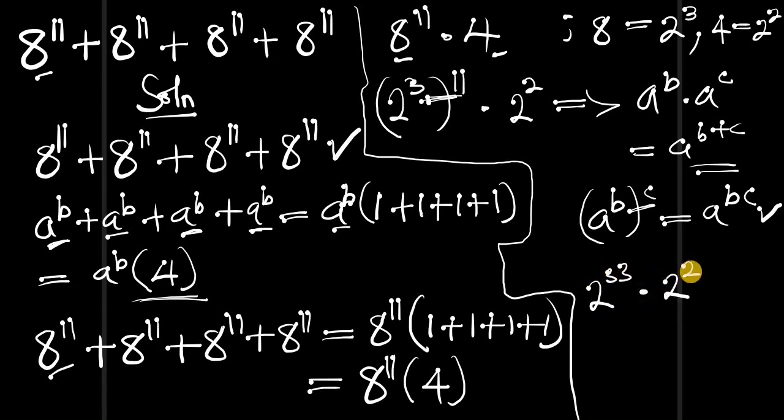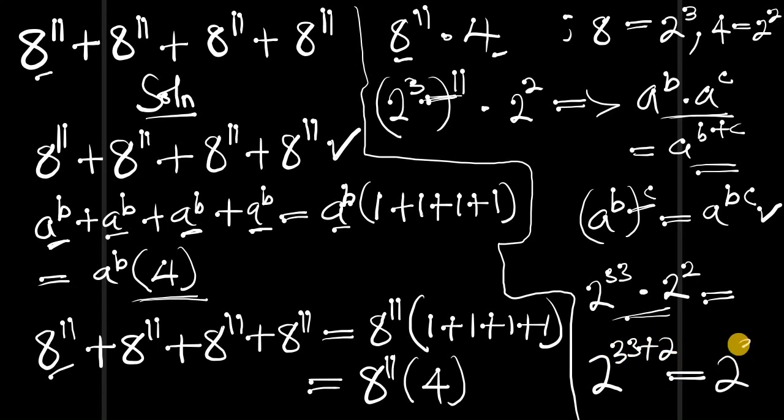Now, this is in the form of a to the power of b times a to the power of c, which is equal to a to the power of b plus c. So that means we're going to have 2 to the power of 33 plus 2, and this is equal to 2 to the power of 35. So if you evaluate this, you're going to have 2 to the power of 35. So that is the final answer.